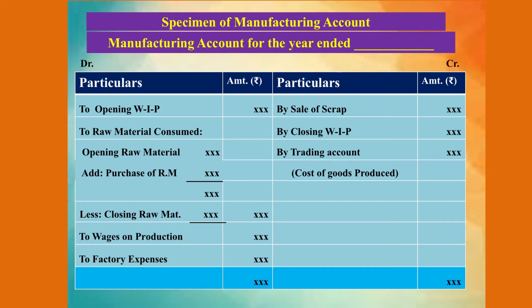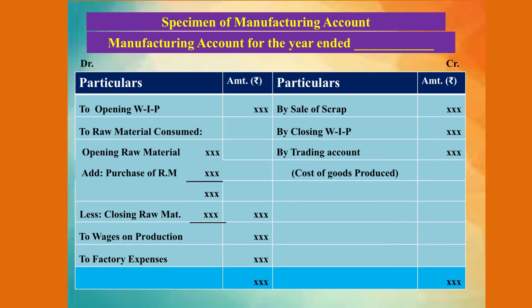The next item we have is raw materials consumed. How do we find that? Opening raw material, add the purchases of raw material if any, total that, then we'll deduct the closing stock of raw material, and the balance will go to the outer column. That will give us the raw material consumed. Next, wages on production will be shown on the debit side. If there are any other factory expenses, they will also fall on the debit side.